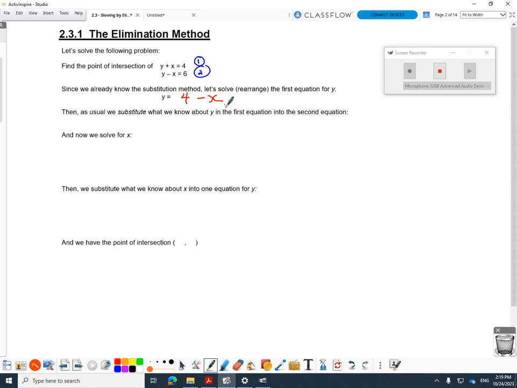Then, as usual, we substitute that y in the first equation into the second equation. What I mean by that is I put in 4 minus x for the y in the second equation. That's what substitution was all about: combining the two equations to make a new equation that only has x's in it. Now this one's a hard one.